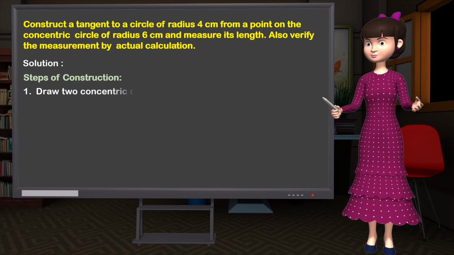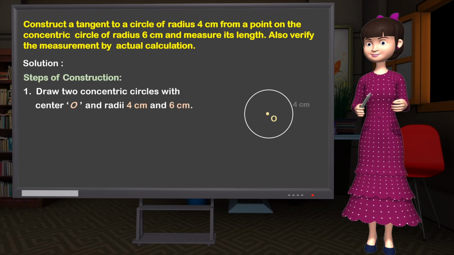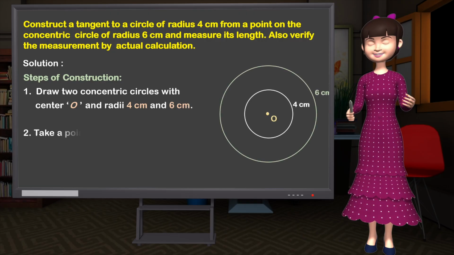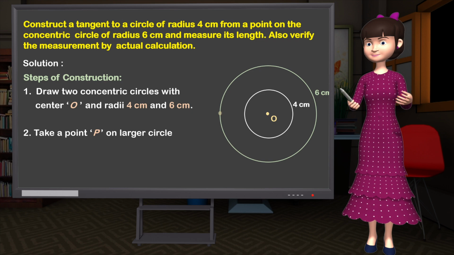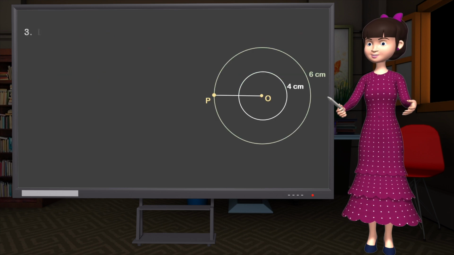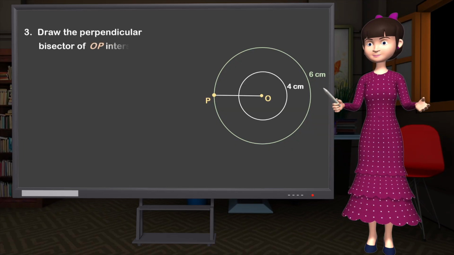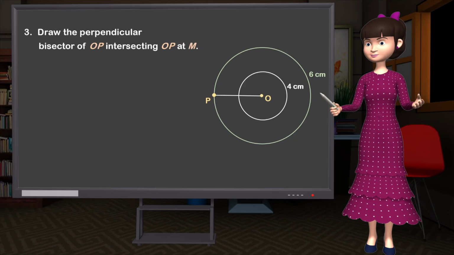Draw two concentric circles with center O and radii 4 cm and 6 cm. 2. Take a point P on the larger circle and join OP. 3. Draw the perpendicular bisector of OP intersecting OP at M.